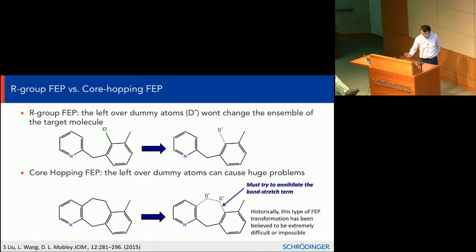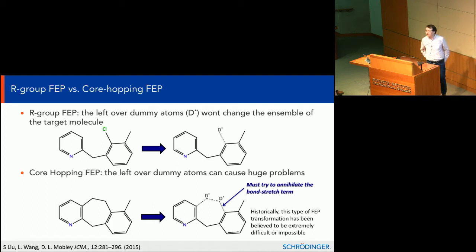Okay, a little bit of theoretical consideration. Compared to conventional R-group modification FEP, you can see the bonded stretch interaction between the leftover dummy atom and the physical atom won't affect the ensemble of configurations for the physical molecules. In core hopping FEP, this is different. For example, shown here is a mutation to cyclize a linear molecule into a fused ring. If you retain all the bonded stretch interactions between the leftover dummy atom and the physical atom in the ligand, then the ensemble of configurations sampled for the mixed topology molecule is going to be different from the ensemble of configurations for the real physical molecule. And as we've shown in this paper in collaboration with Professor David Mobley, if you don't deal with this correctly, there are large errors introduced in the FEP results.